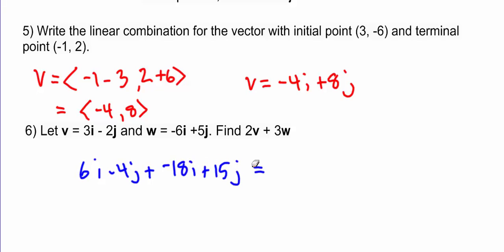And so 2v plus 3w, I'm just going to combine like terms. Negative 12i, negative 4j plus 15j gives me plus 11j. There's the component form of 2v plus 3w. And I misspoke. Did you catch it? I said component form. It's obviously a linear combination.